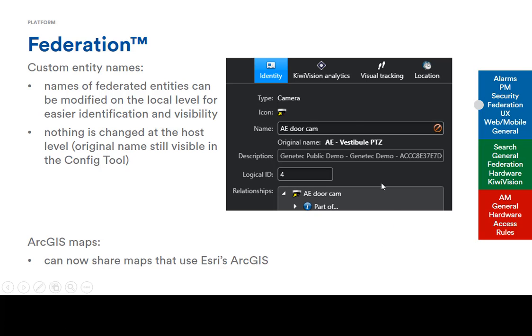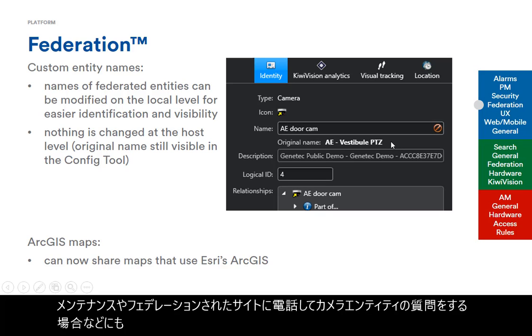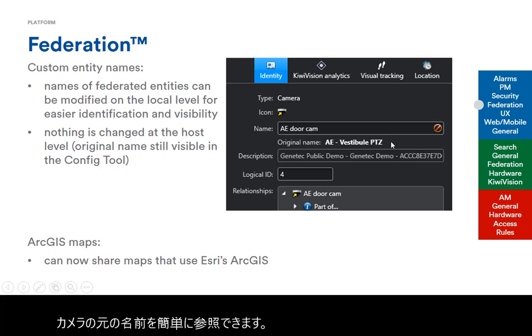So really, in terms of keeping things cleaner when you've got something federated, we've added the ability to give it a custom name. If you go into the Identity tab for your federated entity, I have a federated PTZ here, you can see the original name is still here. So if I need to do maintenance or call somebody on the other side and ask them about a particular camera, I can still refer to the original camera name on the host system.